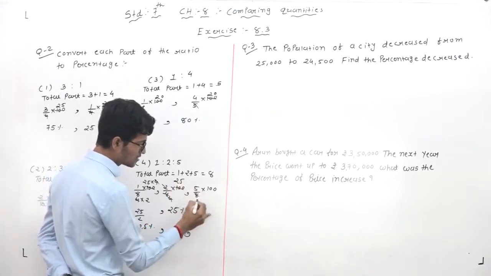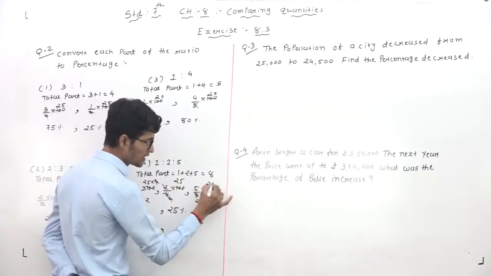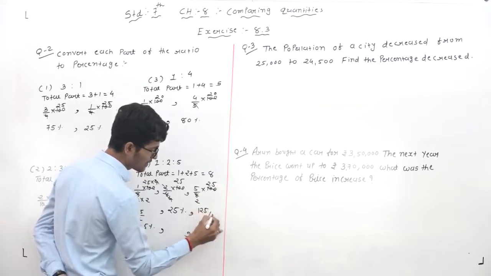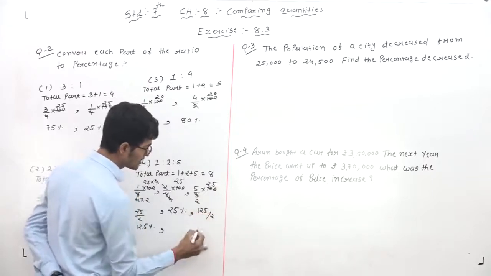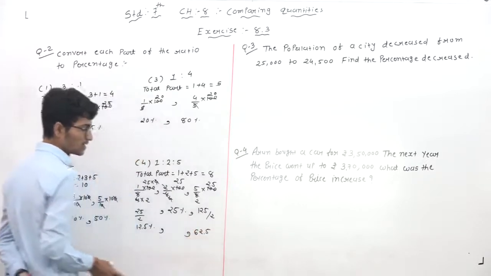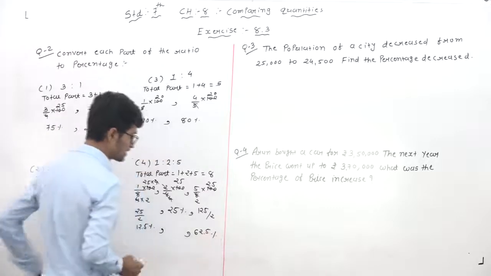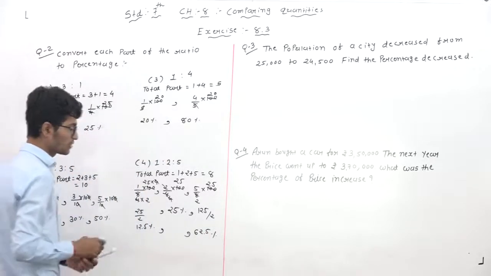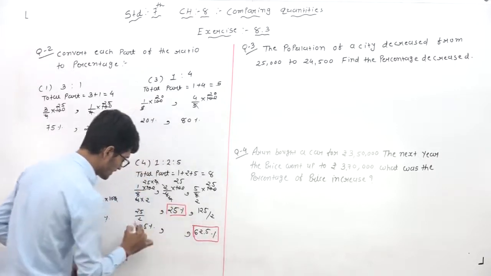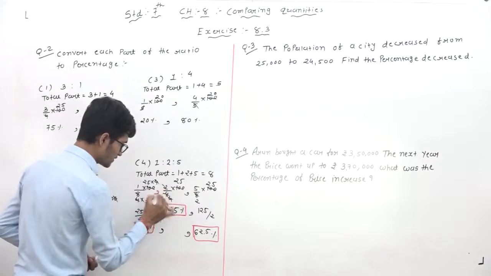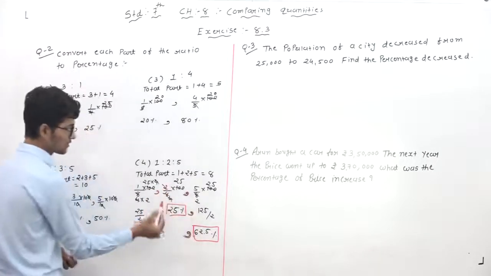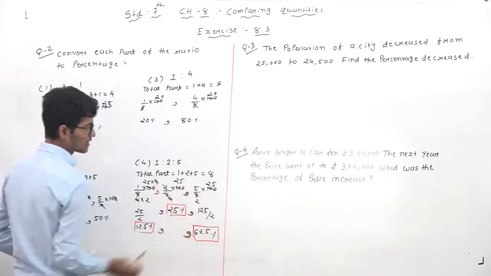And the last one: 25 fours are 100, 25 multiplied by 5 is 125, divided by 2, 125 divided by 2, your answer is 62.5, 62.5 percent. So these are the 3 percentages given in this question: 62.5 percent, 25 percent, 12.5 percent, right? And these are the percentages of each part. This one is the first part, this one is the second part, and this one is our third part.